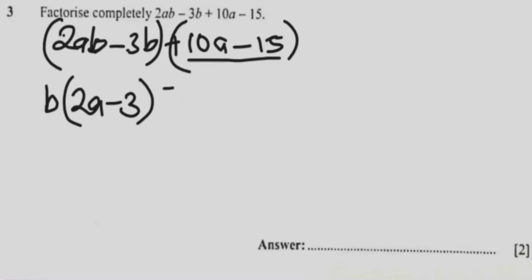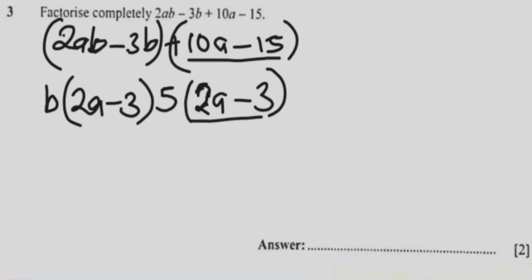So 5 into positive 10a will go 2a times. You can also say 5 times 2a will give us 10a. Then 5 into negative 15 will go negative 3 times. Now at this stage, once you have factorized like that, you should make sure that the numbers in brackets are the same. You can see we have 2a minus 3 and 2a minus 3.